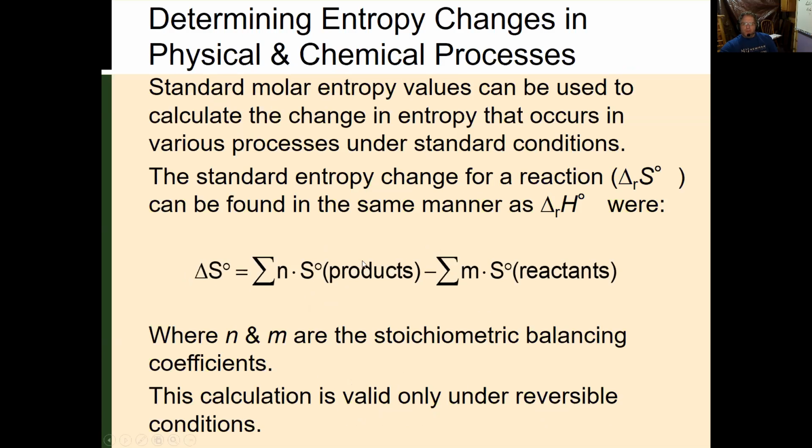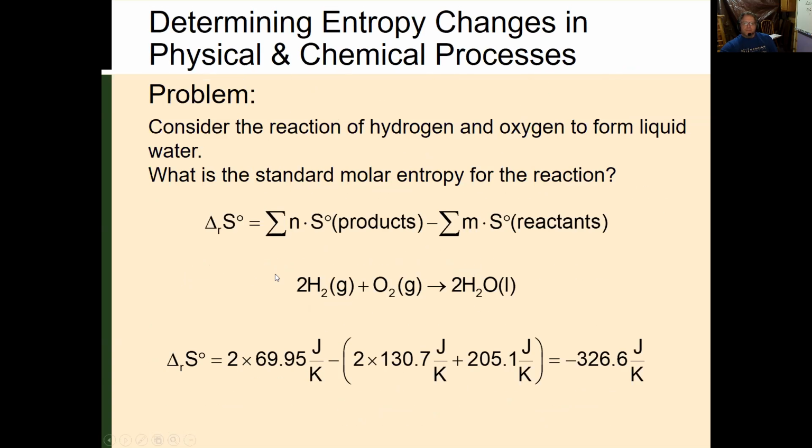This is the form that I've given in several lectures. Remember to take into account the coefficients when you do this. So here we have 2H2O. Don't forget to multiply by the 2. So sorry, 2H2O here, multiplied by the 2, minus 2H2 and O2.